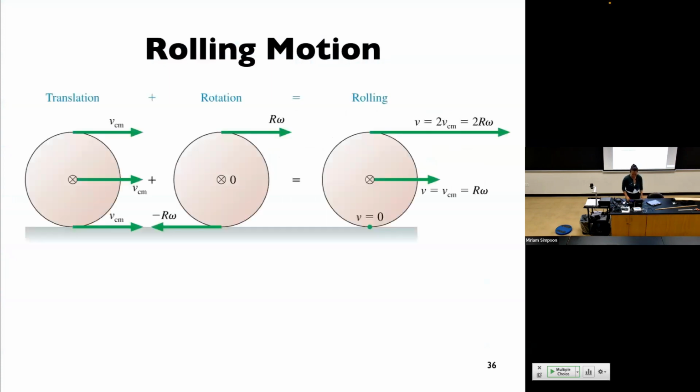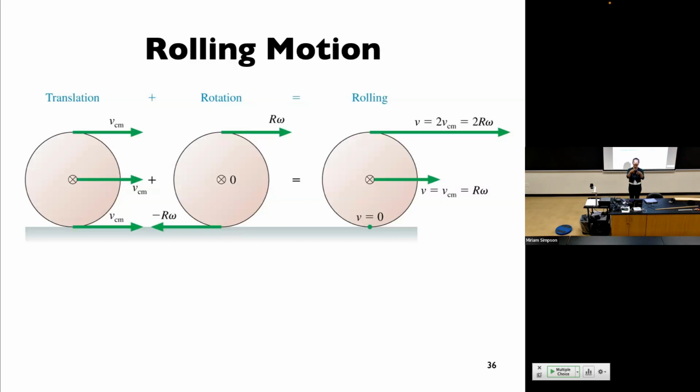Let's talk about rolling. Okay, so we've talked a little bit about how wheels work with static friction. Remember, if you have something sliding, that's translational motion. If you have something spinning, that's rotational motion. If you have something rolling, that's both. Okay, the most special case of rolling, meaning the one that's easiest to solve, so we like it the best, is rolling without slipping.